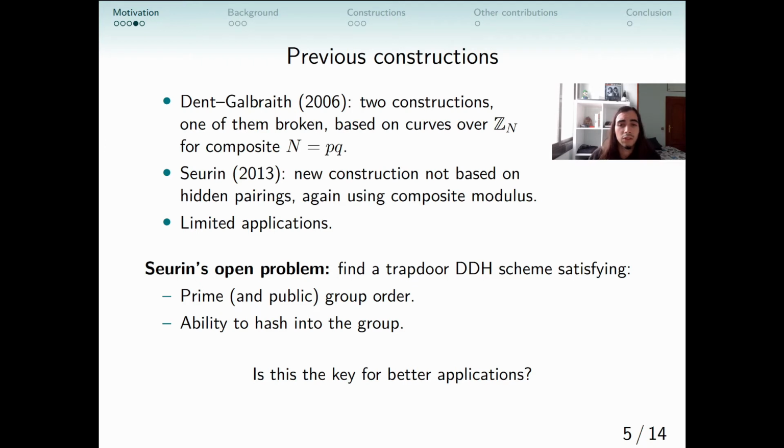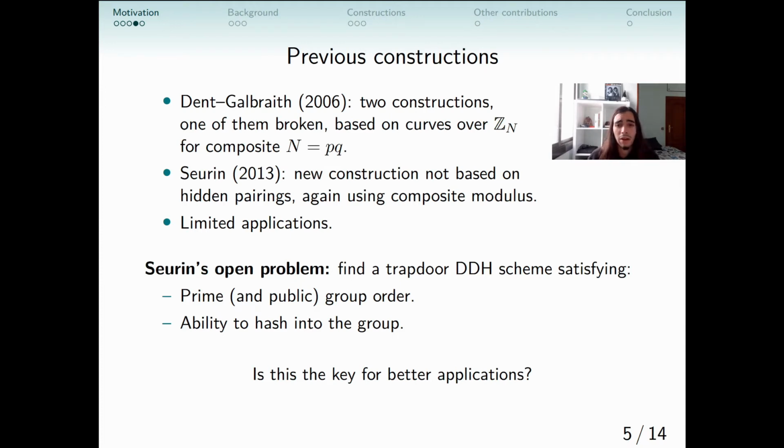And then a few years later, Sarang in 2013 introduced a new construction, which was not based on this idea of hidden pairings at all. It used a different approach. But again, it was using a composite modulus. And these two papers also discussed a few limited applications, and there's some other paper that found some other applications for the Trapdoor DDH, but nothing major so far.